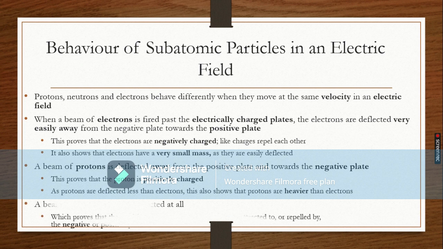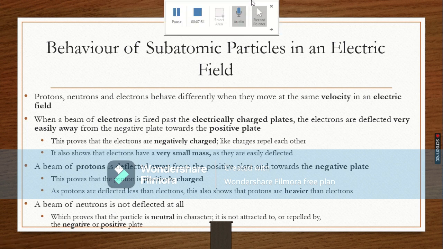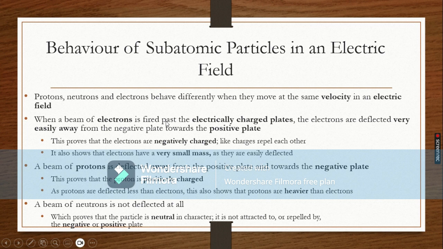Now, if we talk about the neutrons. If you fire a beam of neutrons past the electrically charged plates, it is not going to deflect at all. And what is the reason? Because the neutron is neutral in character. It doesn't have any charge, with an equal number of positive and negative charges. So it is not attracted to or repelled by the negative or positive plates. It moves straight through the deflection plates.